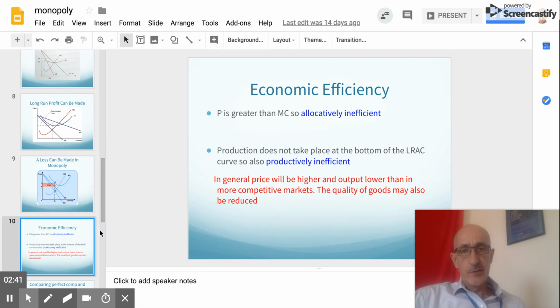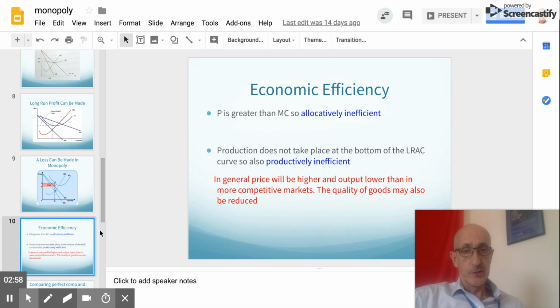In terms of economic efficiency, what often happens with monopoly is that you're asked to contrast it with the situation in perfect competition. Remember, in perfect competition, it was the most efficient market structure. There we achieved both allocative efficiency and productive efficiency. Here in monopoly, we don't achieve either.